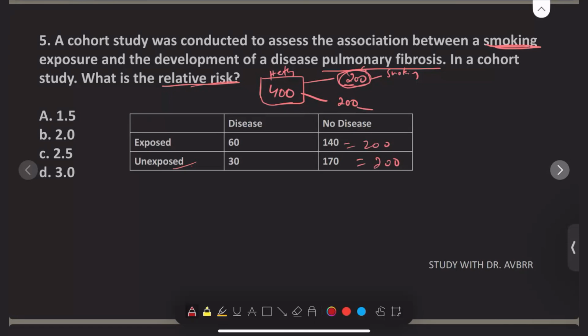And I'll observe both the groups for 10 years. After 10 years, I will see who has developed pulmonary fibrosis or any kind of carcinoma. Since they have given pulmonary fibrosis in the question, let's think it's pulmonary fibrosis. And I will see how many members have developed this disease. So according to the question, exposed means exposed to the risk factor, this smoking. This group is not exposed.